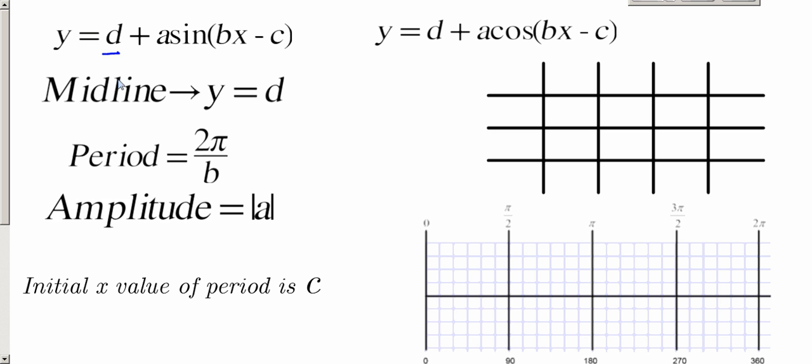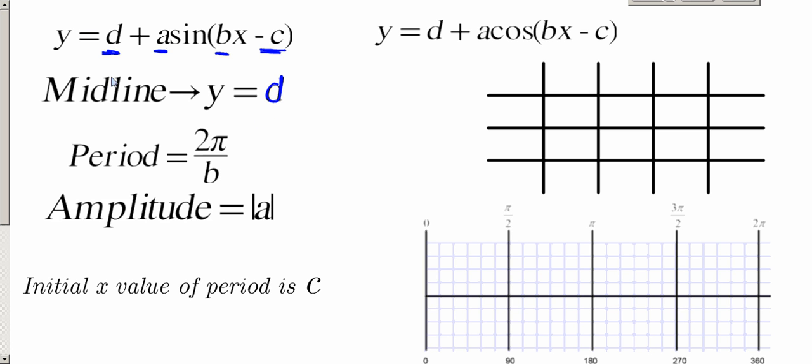We've got the d, which is a constant. This will move the whole graph up and down. We have an a, which is a vertical stretch. We have a b, which is a horizontal stretch, and we have a c, which shifts the graph left and right.